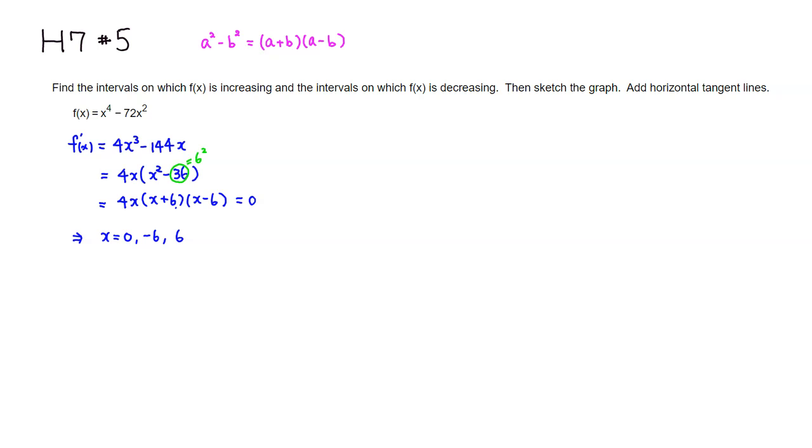Then I'm going to draw a number line. You can think of it as the x-axis. There are 3 critical numbers, so we put 3 tick marks and mark them. The smallest one is negative 6, 0 is the middle one, and then there's positive 6. Now we're going to look at the sign of the derivative, f prime.